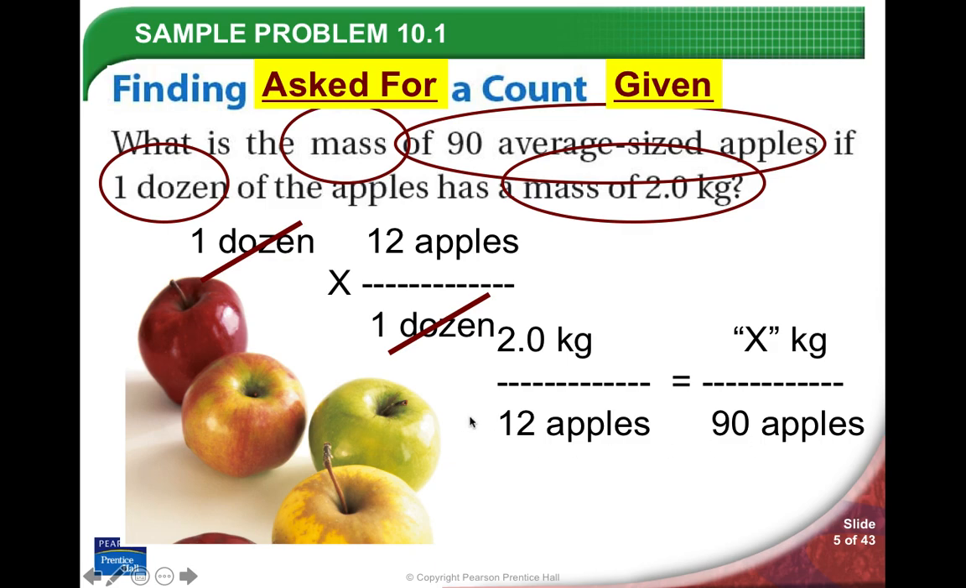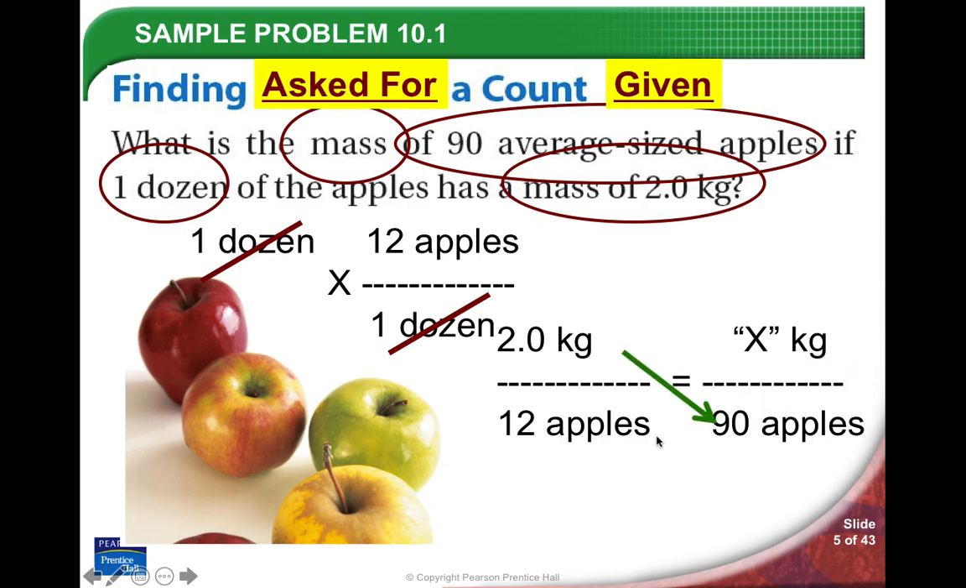90 apples. Now sometimes these are really obvious, like if it's 48 you just have to multiply by 4, because you can do that kind of math in your head. You're all good at that. But they made this one a little difficult on purpose. So 2 kilograms per 12 apples is the same as some unknown mass for 90.